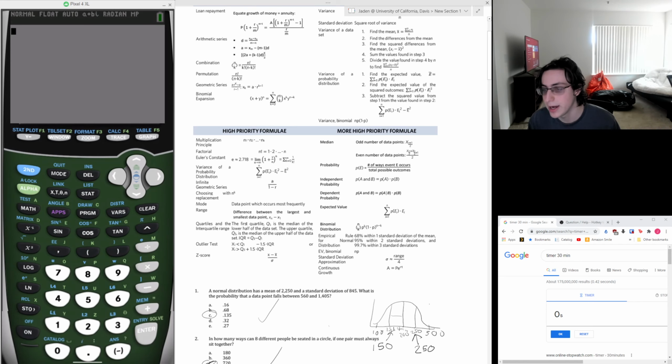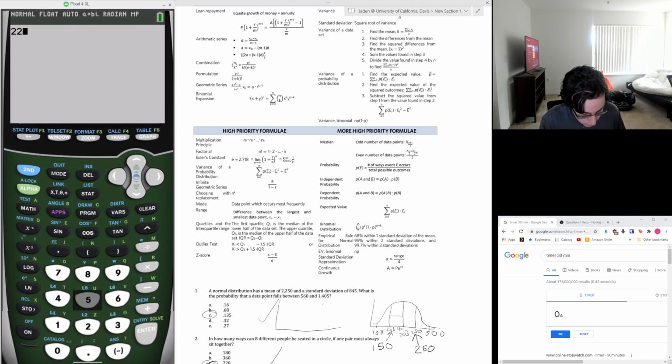So that would have a 95% chance. So here, what we see is 560 and 1405 with a mean of 250 and a standard deviation of 845. Now, when you're doing these problems, you usually should recognize that this is probably going to be an even number of standard deviations away. They're not going to give you something like 1.5, 2, that kind of thing. So it's pretty easy to recognize, and as you see, I probably did this pretty quickly.